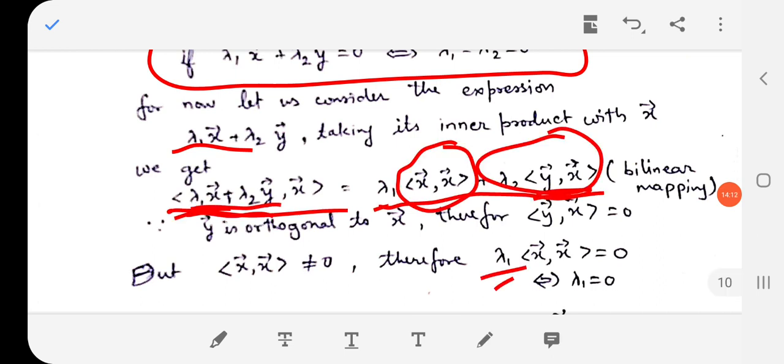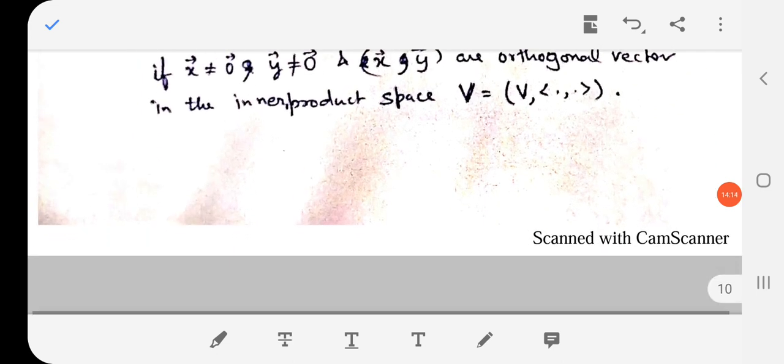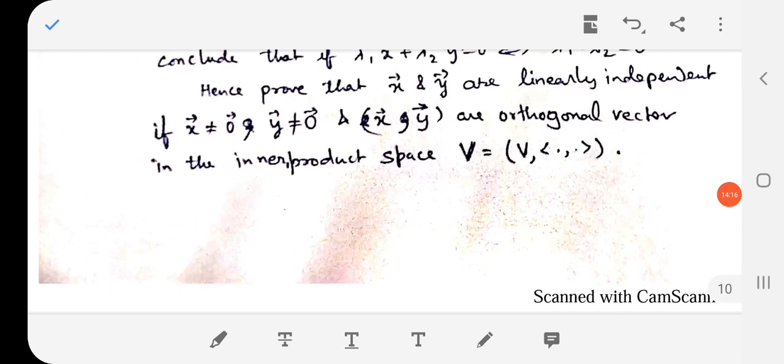Okay, so that's all for this particular video. In the next video we are going to talk more about orthogonal things and the orthogonal decomposition of a matrix.